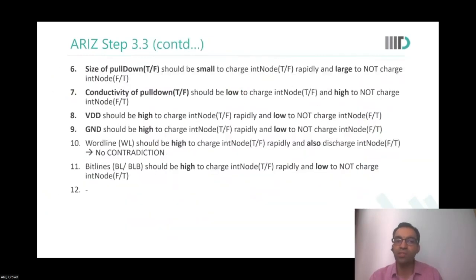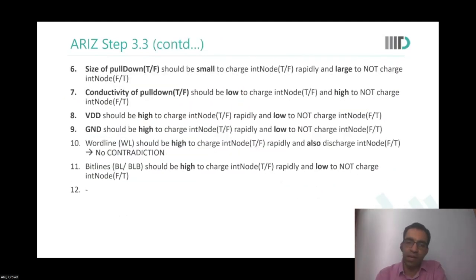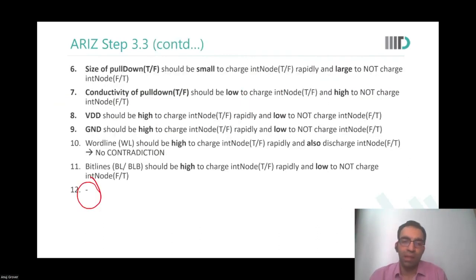Because that is what this tool does to us. So we say there is no contradiction here, no contradiction here. And for each of those 12 X factors, I try to find it out. Now for the 12th X factor, I can't do anything. What was the 12th X factor? Adjacent cell itself charges int node T rapidly and preserves the ability of pull up F to not charge. Now adjacent cell I had put in as an inexpensive resource there. But what happened? Adjacent cell was not even interacting with my int node T or int node F. So there is nothing that I could do to it. So if there was some extra resource that you have put, you will automatically remove it from the system now.